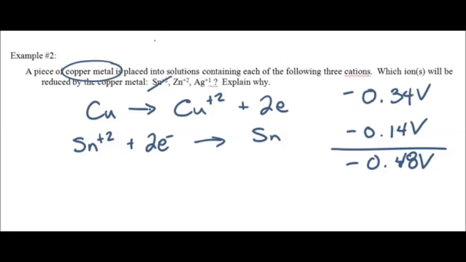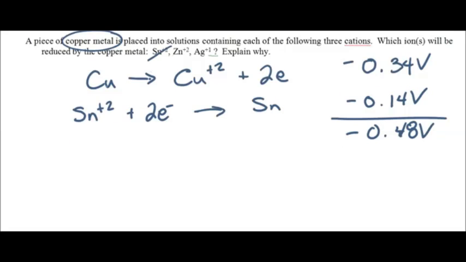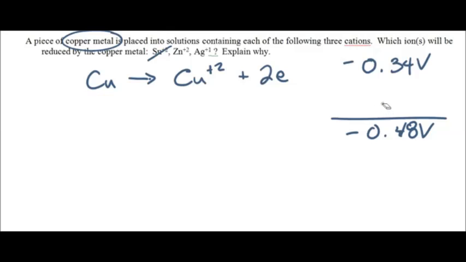All right, let's look at the next example here. We already know we're going to go ahead and use the copper. I'm going to erase the tin. Okay, so ready?